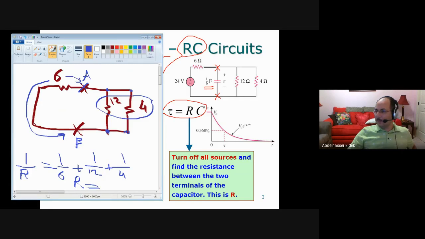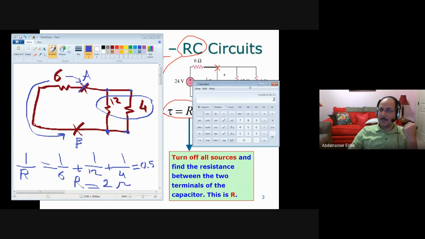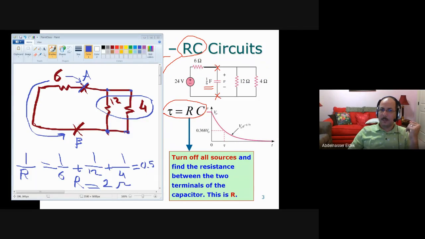Okay, how do you calculate it? You use a calculator here. 6, you hit 1/x, plus 12, you hit 1/x, plus 4, and then you hit 1/x. This will give you 0.5. And then you hit another 1/x to flip this, and it will be 2. So the resistance here is 2 ohm. This is R, the resistance between the two terminals of the capacitor.